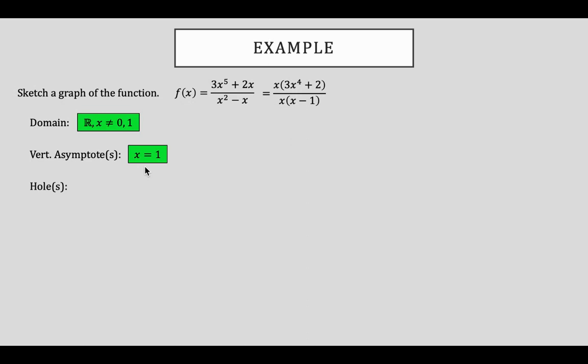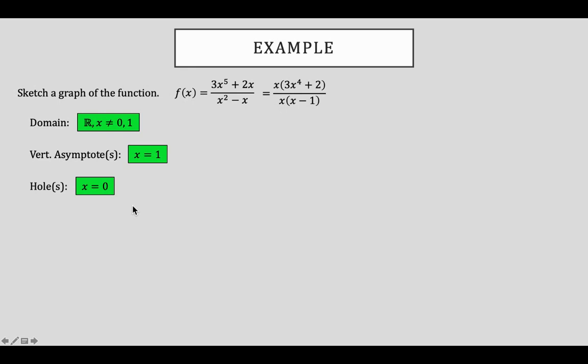So what about holes? Well, holes occur at any of the remaining undefined values. We said that this function was also undefined when x equals 0. Notice we have the common factor of x and x between the numerator and the denominator. Therefore, we have a hole when x is equal to 0.